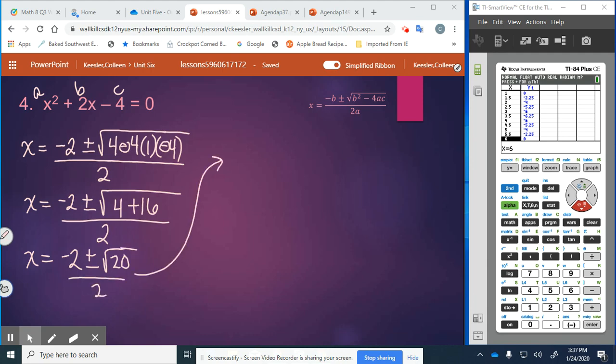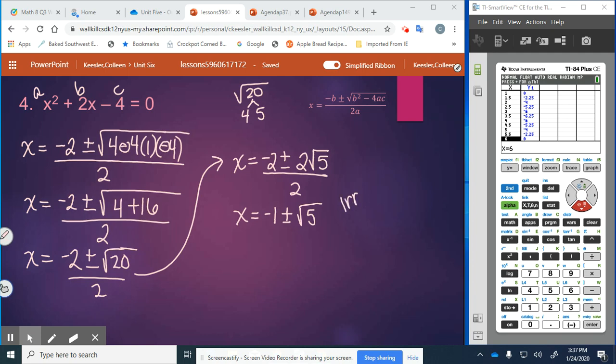Now again, in this case, we know 20 is not a perfect square, but it has a perfect square factor of 4. So we have x equals negative 2 plus or minus the square root of 4 is 2, leave the 5, all over 2. And again, we can simplify. 2 is divisible by 2, so you're going to simplify that part when you can. 2 divided by 2 is 1, so that's negative 1, plus or minus 2 divided by 2 again is 1, leave the square root of 5. All right, so that makes that a little tricky. We can even take that a step further.